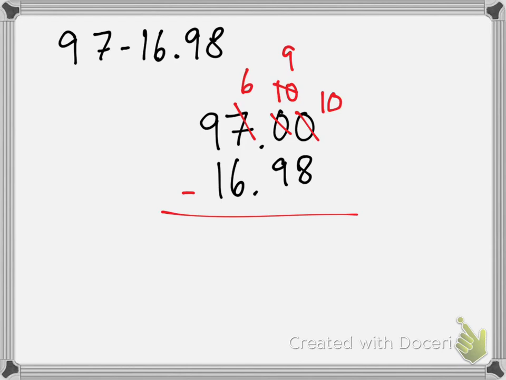10 minus 8 is 2. 9 minus 9 is 0. I bring my decimal straight down with addition and subtraction. 6 minus 6 is 0. 9 minus 1 is 8. So we get 80 and 2 hundredths.